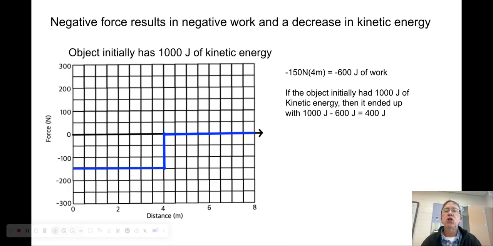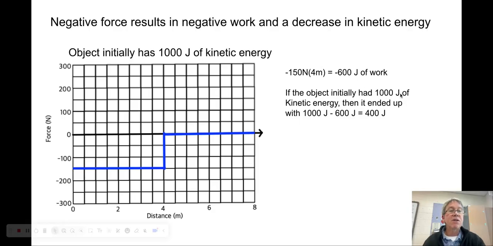Okay. So let's just say that I have an object that initially has 1,000 joules of kinetic energy. Now we're assuming it's moving in the positive direction. All right, whatever direction it's moving, we're going to call that positive. This force is acting against that in the negative direction. So it's going to do some negative work here. I'm just going to integrate to find out how much negative work. I'm going to say negative 150 times 4. That gives me negative 600 joules worth of work done.